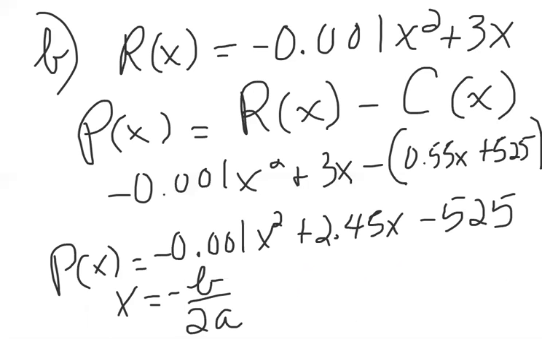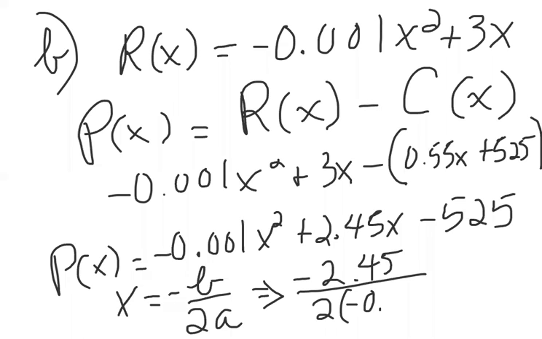So guys, I want you to grab your calculators. Hopefully you have one near you. Oh, I have one near me too. Okay, so we're going to do the opposite of the B value, the 2.45, divided by 2 times the value of A, negative 0.001. And I want you to type this into the calculator, guys, because I want to make sure you're getting the correct answer for this problem.